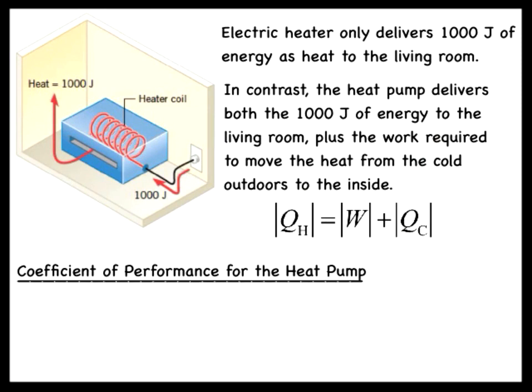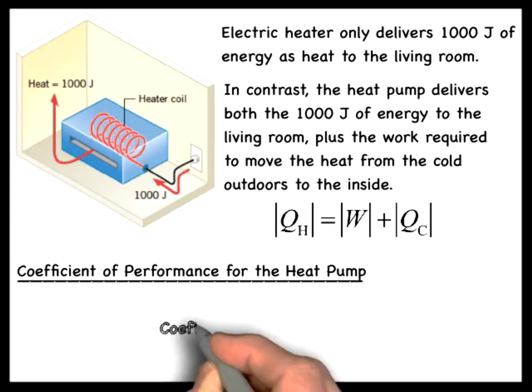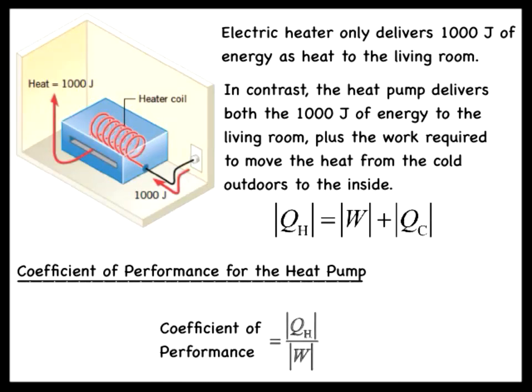We can also specify a coefficient of performance for a heat pump. However, since the job of a heat pump is to heat, its coefficient of performance is defined as the ratio of the magnitude of the heat delivered to the house divided by the magnitude of the work required to deliver it. Commercial heat pumps have a coefficient of performance of about 3 or 4, which depends on the indoor and outdoor temperatures.